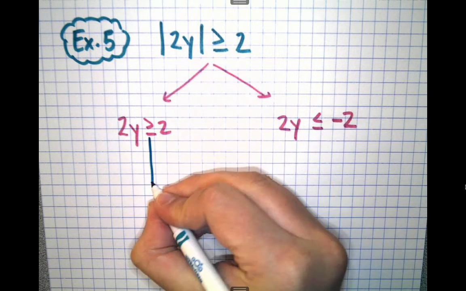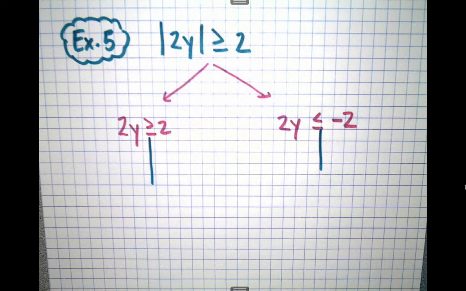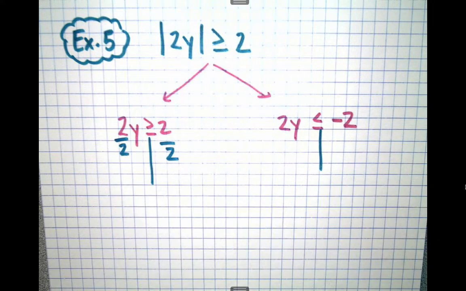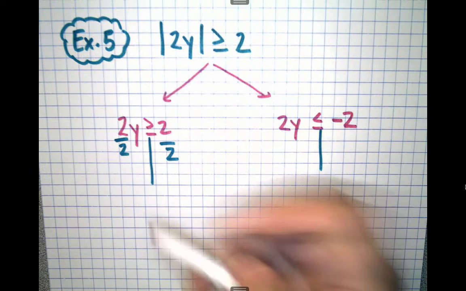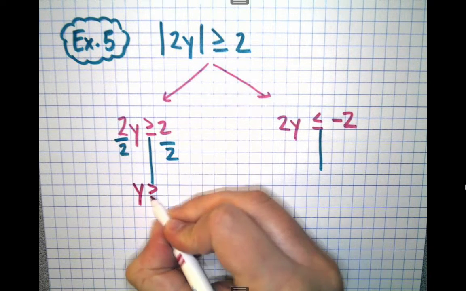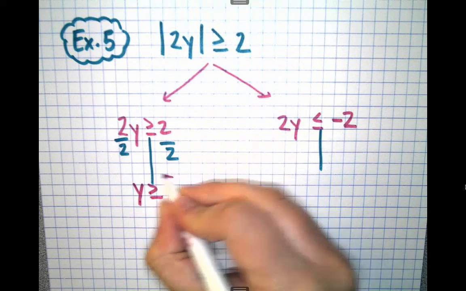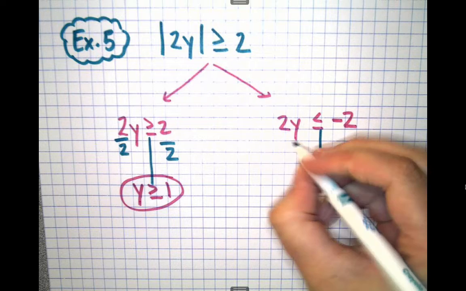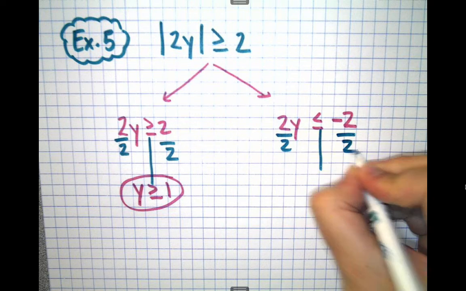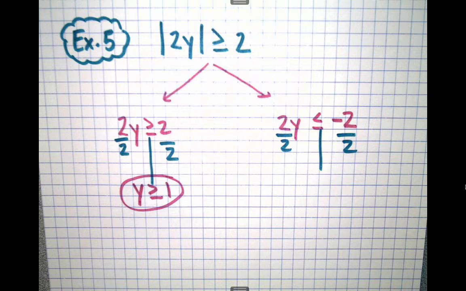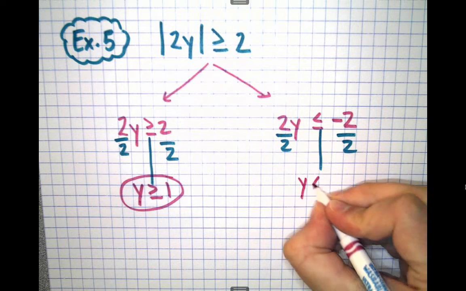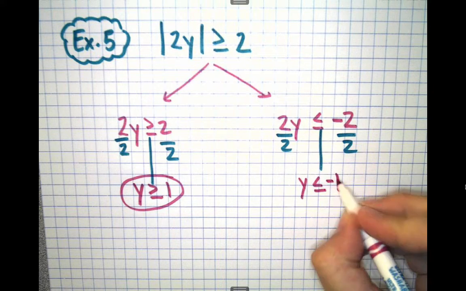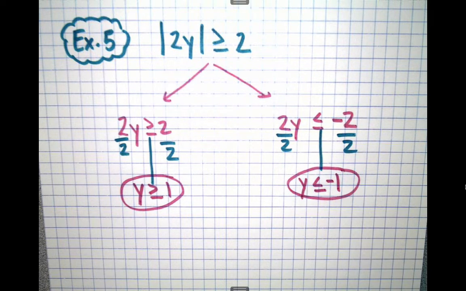So I'll put a little line down each of these. All right, I'm going to divide this 2 away from both sides to isolate the y all by itself. That's going to give me y is greater than or equal to 2 divided by 2, which is 1. So there's my first solution. On the other side, same story. I'm going to divide the 2 away from both sides. That's going to isolate y, but this time y is going to be less than or equal to 2 divided by 2, which is 1, and the negative makes it negative 1. So there's my second solution.